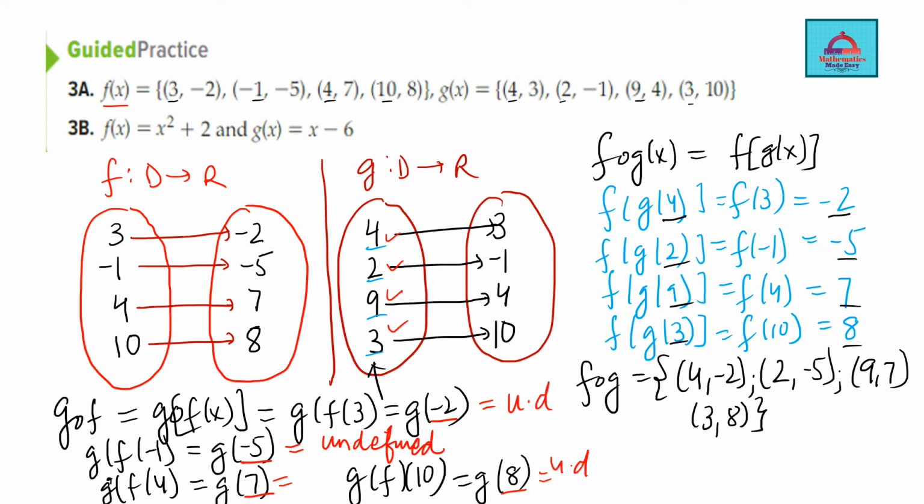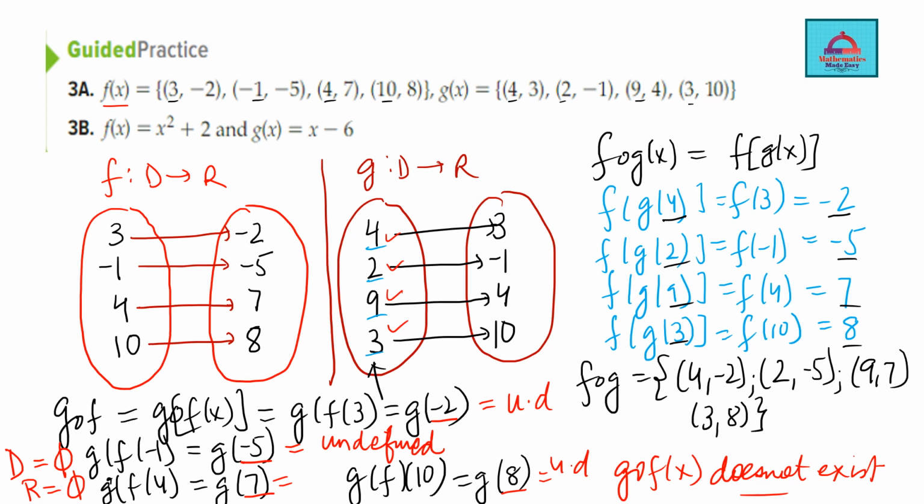Undefined. So can we say g of f of x exists? No, it does not exist. So the domain and range in this case will be the empty set. Empty means it does not have anything. So domain and range both are empty as the points are undefined.